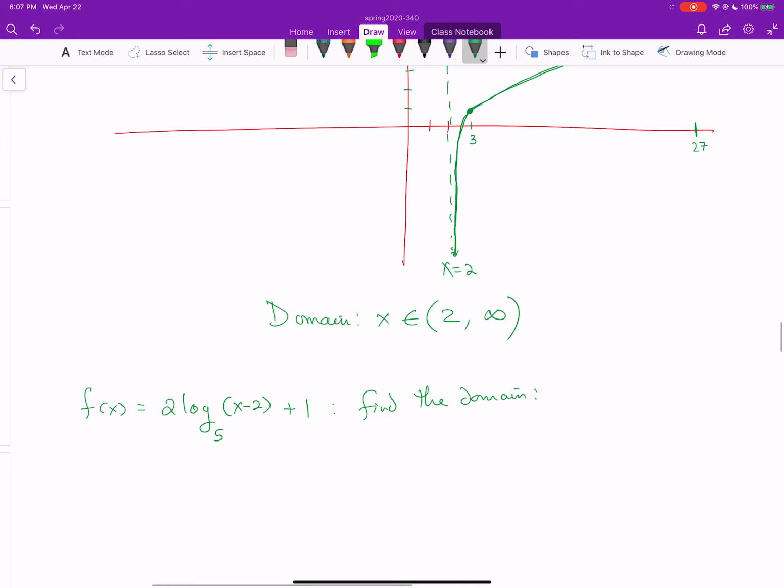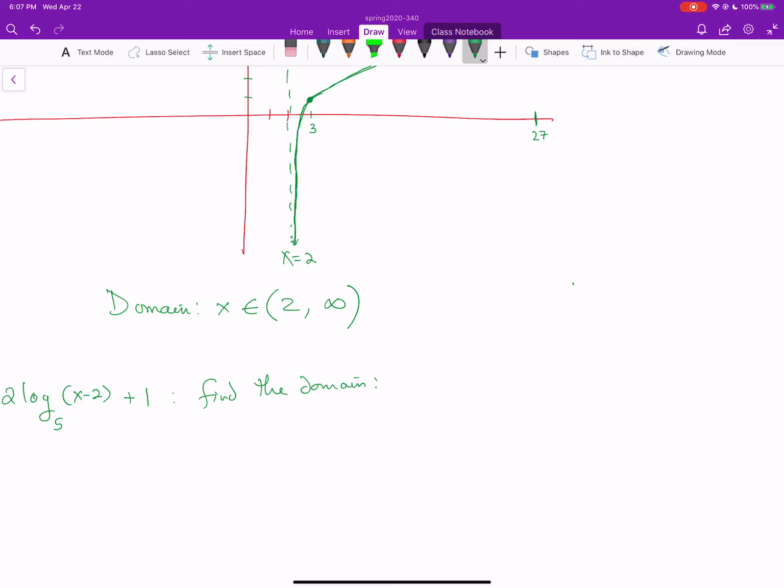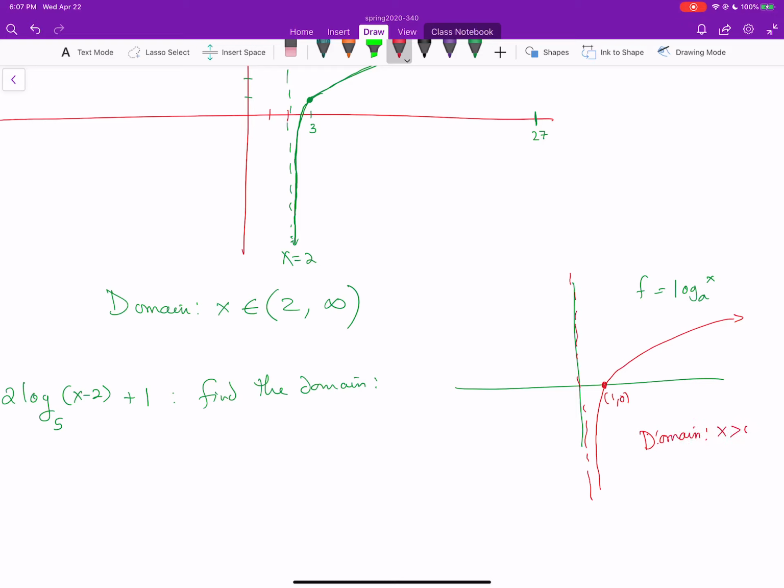So to do this, let's do a little reflection on what the graph of a logarithmic function is, a to the x. The graph of a to the x has a vertical asymptote, and it's passing through 1, 0. So the graph looks like this. And its domain is x greater than 0.